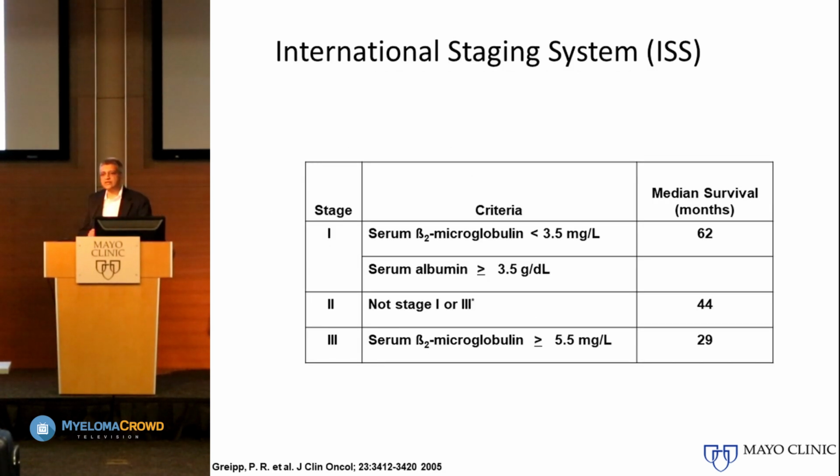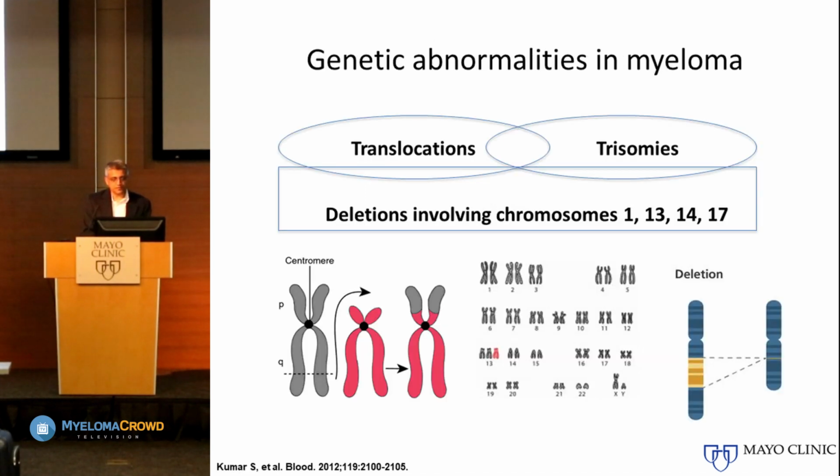So one of the simplest things that has been used for a long time is something called the International Staging System. The reason why this was so widely used was because it was very simple. All it needed was 2 blood tests, serum beta-2 microglobulin and serum albumin, and just based on those 2 numbers, we could predict to some extent how the myeloma would do. But that is a very crude tool because it didn't really tell us which way to treat the patient, except that it gave us a peek into the crystal ball.